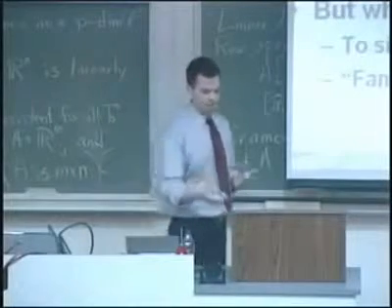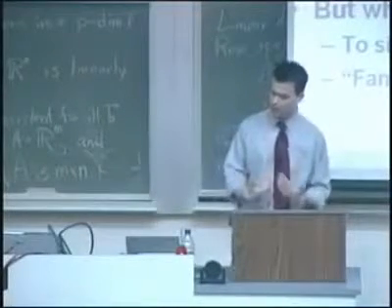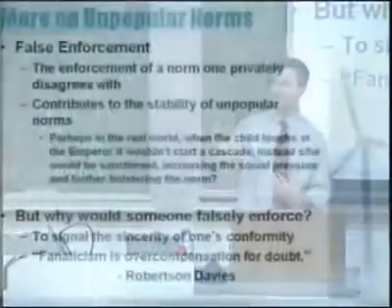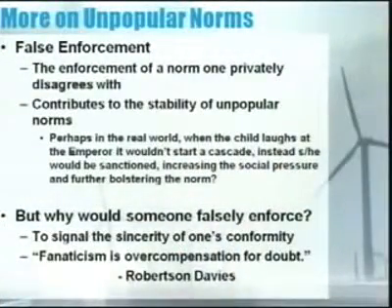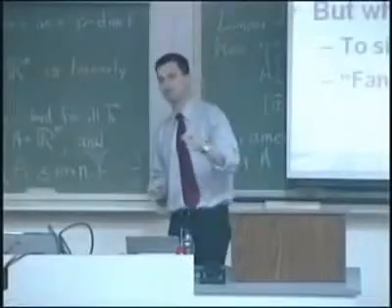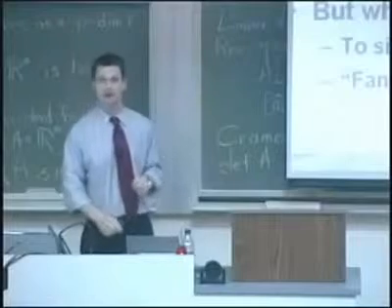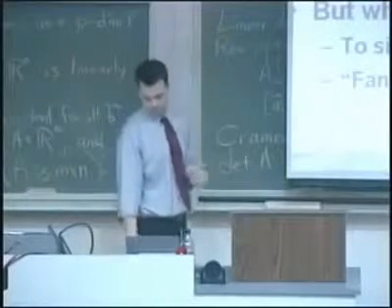And here it reminds me of this quote from the writer Robertson Davies, who said that fanaticism is overcompensation for doubt. When you see somebody vehemently enforcing norms, one of the things you might want to first suspect is maybe they don't even believe the view that they're enforcing. Maybe they do. Maybe they're the strongest believers. But actually, maybe they're a non-believer who's insecure that they'll be found out if they don't enforce the norms.